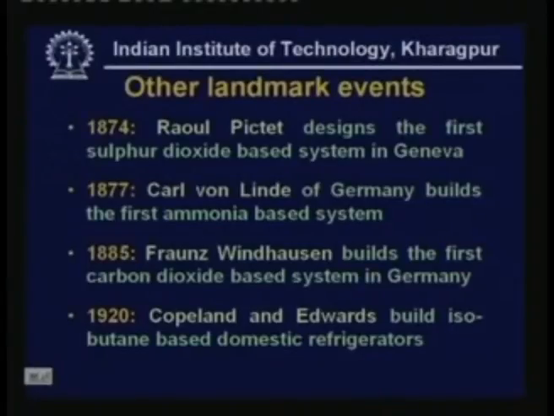And in 1920, Copeland and Edwards built isobutane based domestic refrigerators. Isobutane is a good refrigerant, it's a natural refrigerant, but one problem with isobutane is that it is highly flammable. So because of that reason, isobutane was stopped. However, again there is renewed interest in isobutane because of its other favorable properties.